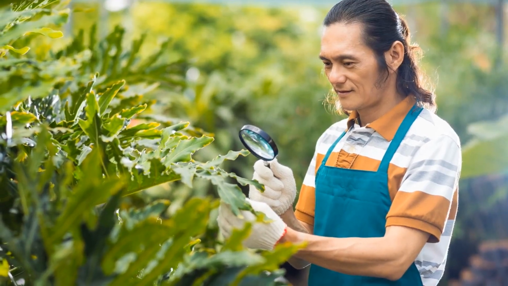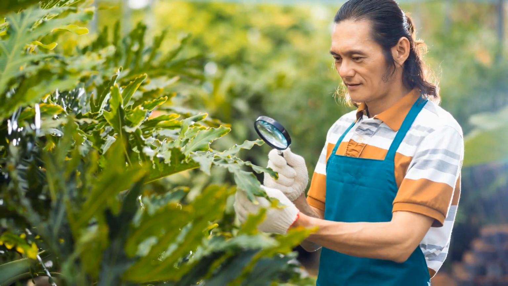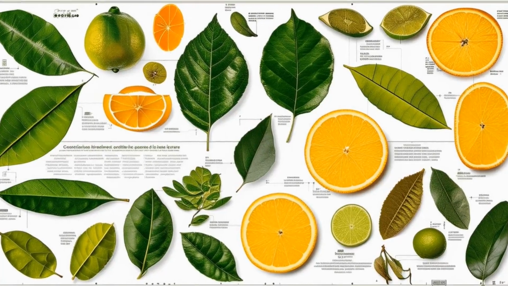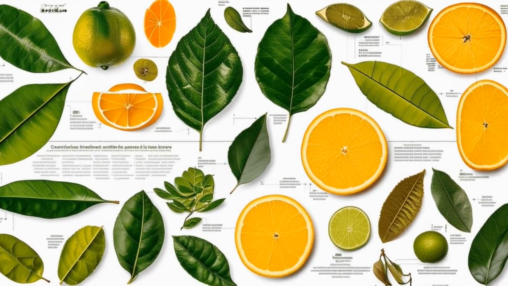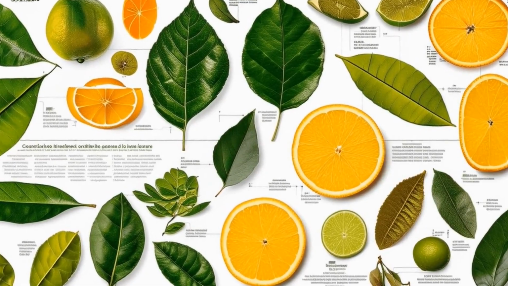Citrus trees are more than just sources of delicious fruit. Their leaves hold the key to identifying and caring for these valuable plants. The citrus tree leaves identification chart is a powerful tool that can help you accurately determine the type of citrus tree based on its leaves' characteristics.